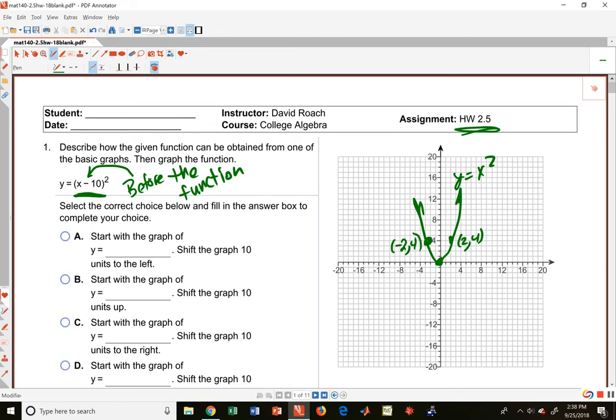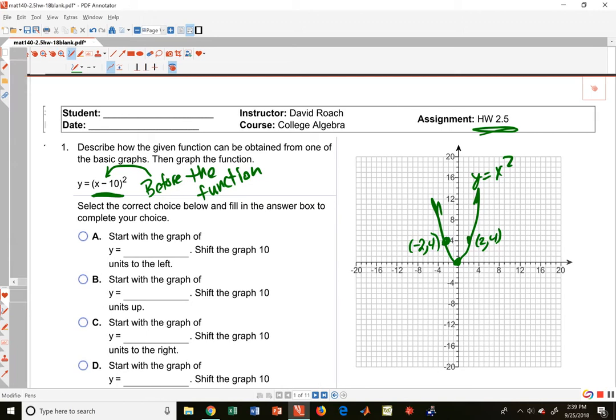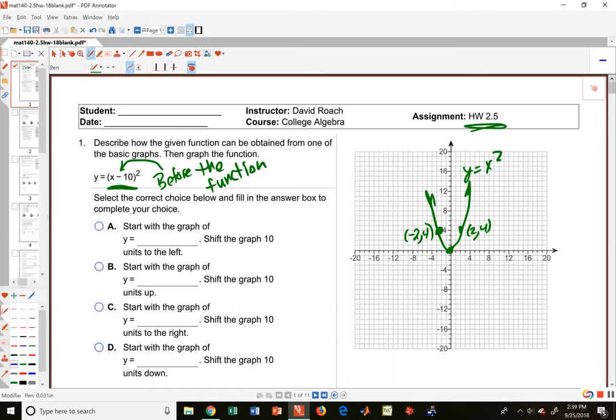Now, if you do x minus 10 squared, so if you modify the x before you square it, it shifts the graph over. Let me change colors. It shifts the graph over by 10. Each of these tick marks is a 1. So here's 10 out here. And so our graph, everything gets shifted by 10.